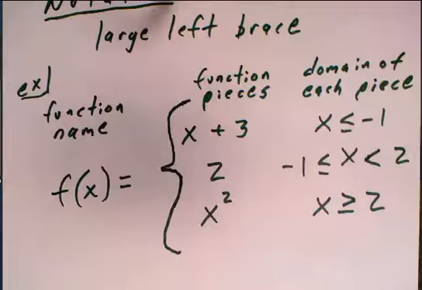Okay, so to graph this, I'm going to get out some graph paper. Write this down so you can refer back to it, because now I'm going to put on some graph paper. If you remember, our first function piece was x plus 3. That means f of x equals x plus 3, or in other words, y equals x plus 3. And we all should be able to graph that.